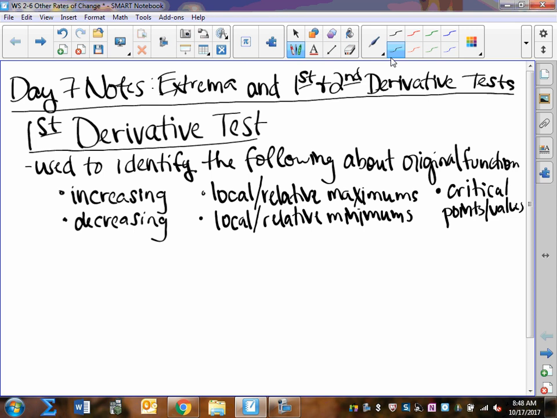You could have a local that ends up being your absolute maximum or minimum. What is then the difference between an absolute max? The highest of the entire graph. So local is the highest in its little neighborhood, its little area. Absolute is highest in the entire graph.